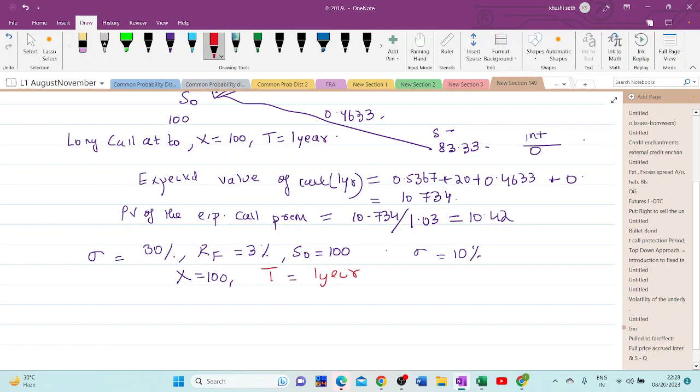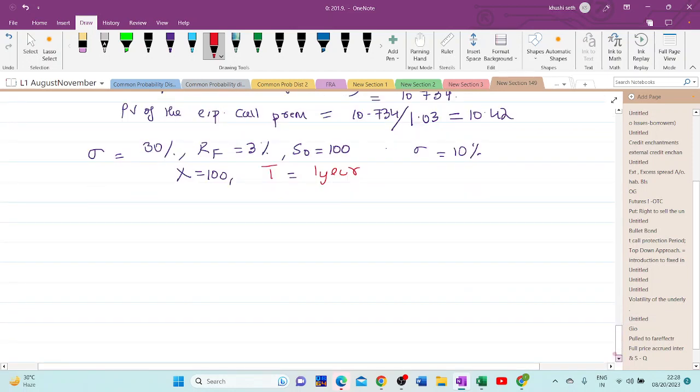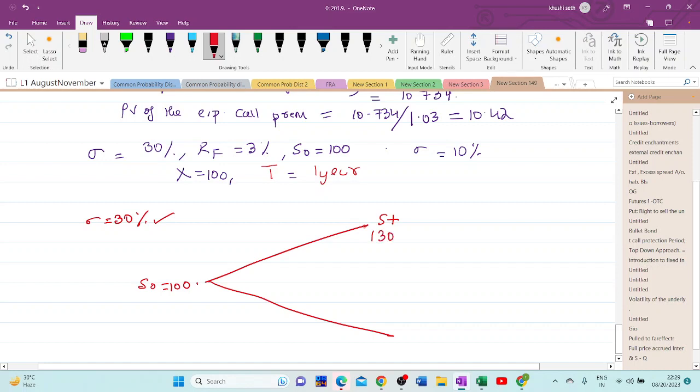चलो मैं साथ साथ करता हूँ, जल्दी हो जाएगा. पहले 30% पे. So my S0 is 100. If volatility is 30%, price of the underlying in case of an up move is going to be 1.3 times the current market price, 130, and S minus is going to be 1 by 1.3 into 100.